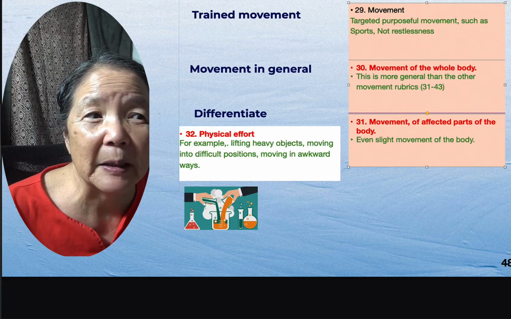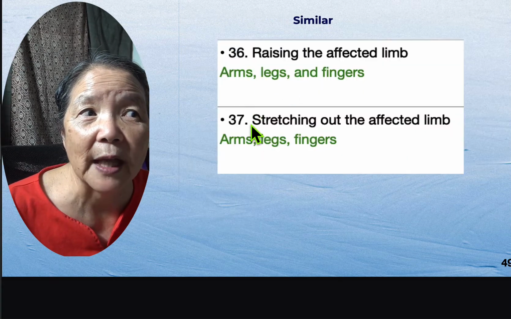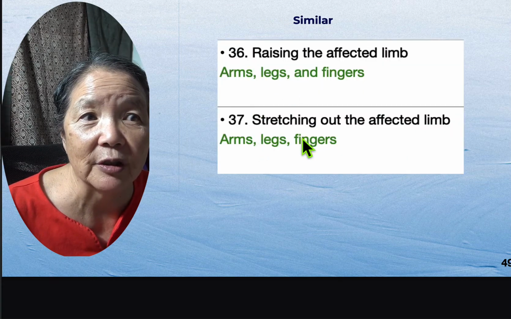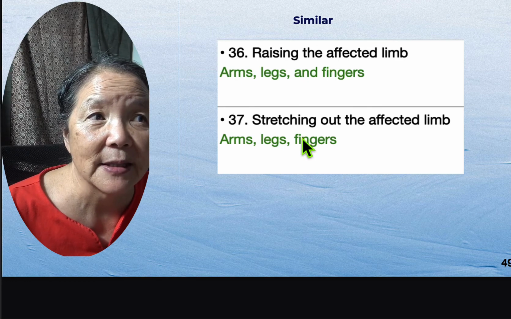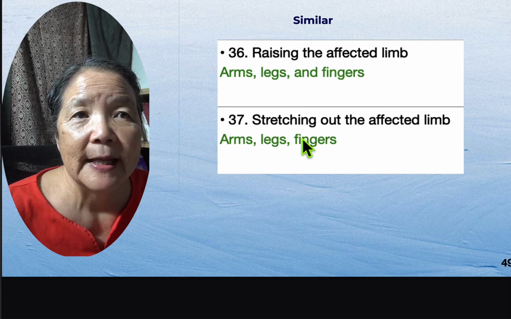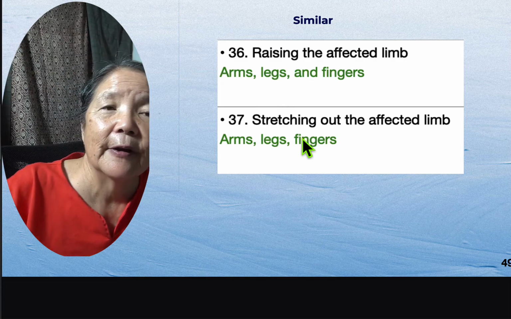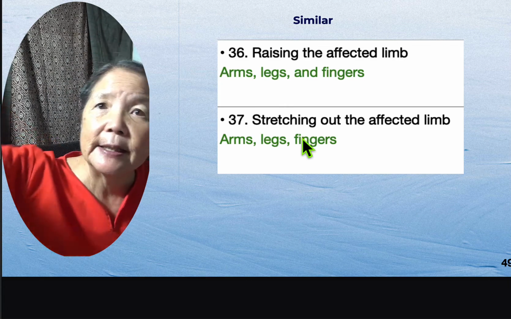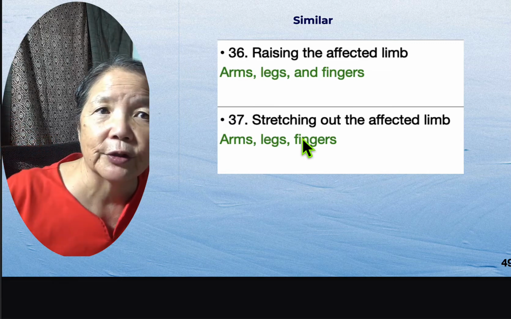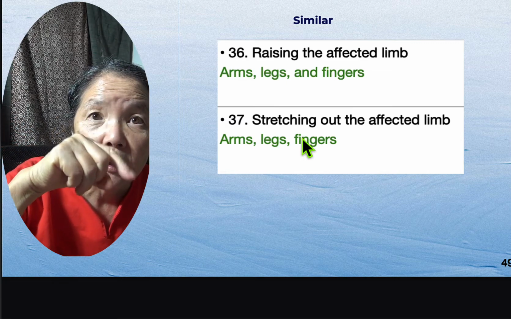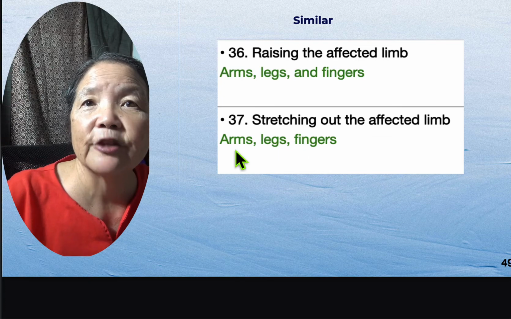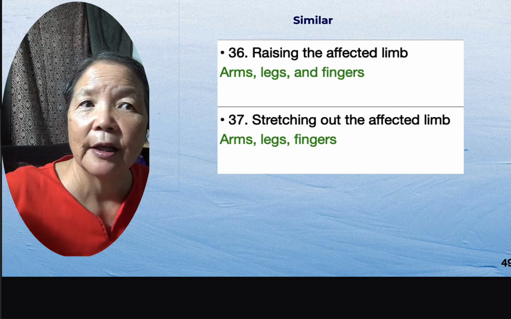and sometimes you're guessing. These two are similar, but one is raising the affected limb. It could be the leg or the foot or the finger even, and stretching it. Stretching is a different motion. So try to wrap your head around that.